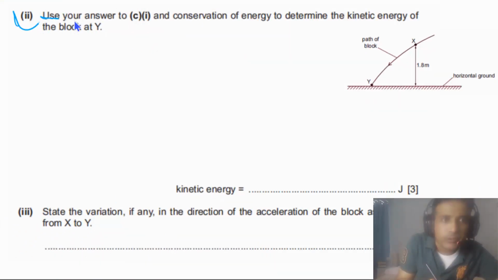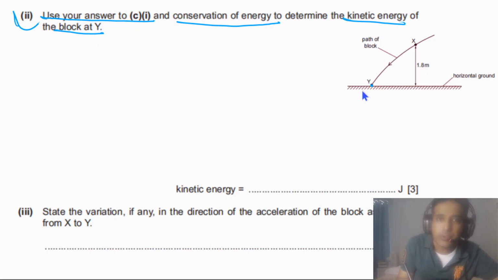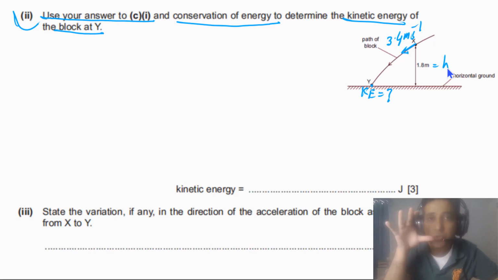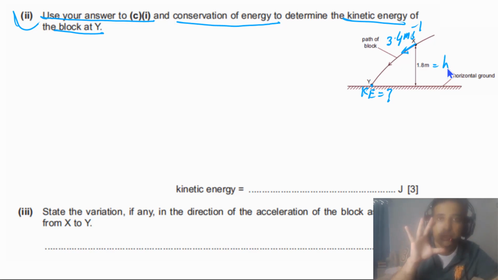Part 2 says use your answer to C1 and conservation of energy to determine the kinetic energy of the block at point Y. At this point we need to determine the kinetic energy of the block, but we have the speed of the block at point X. Speed of the block was given, that was equal to 3.4 meters per second, and we have height of the block. And in this case there is no air resistance, mean air resistance is negligible, so it simply means that total mechanical energy is conserved.